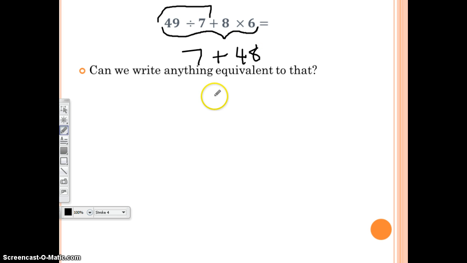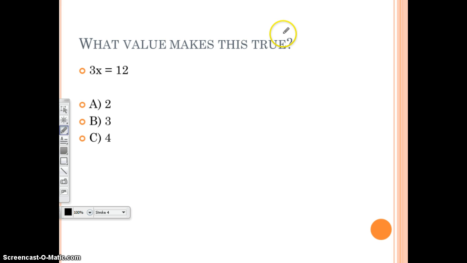This side right here, this expression, is equal to 55. You'll have options A, B, and C. Do the same for those, and if it equals 55 also, then you have found an expression that is equivalent to the one stated. Alright, you'll have a couple of questions like this, where you'll have options to see if any of those make this a true statement.